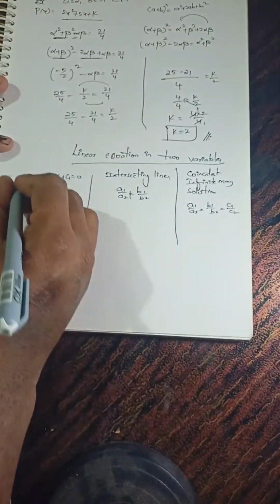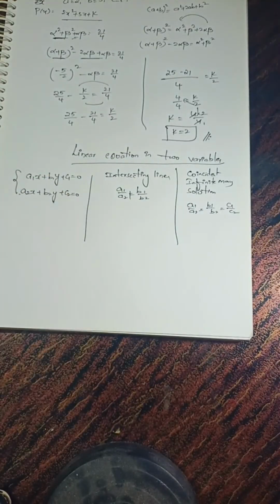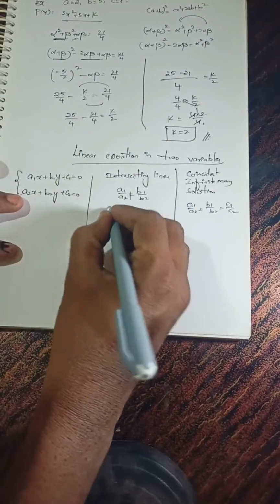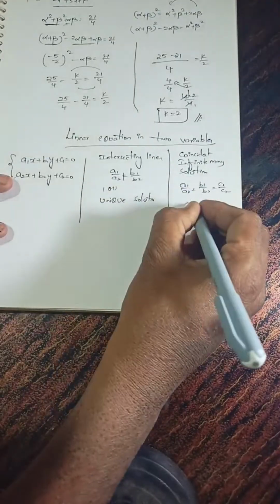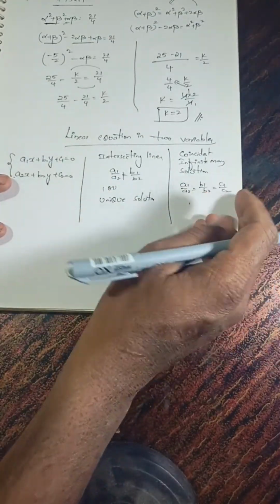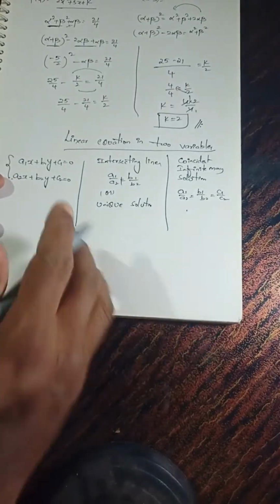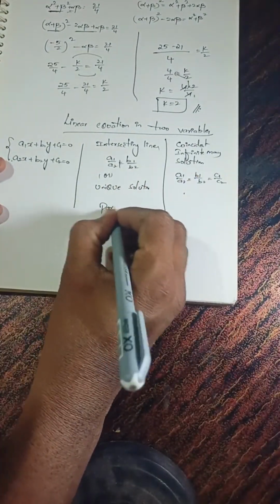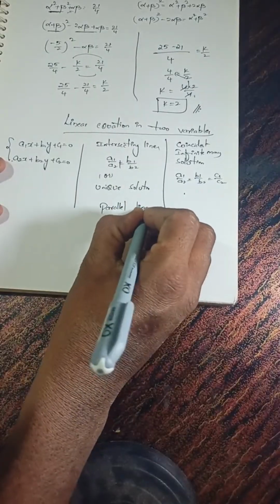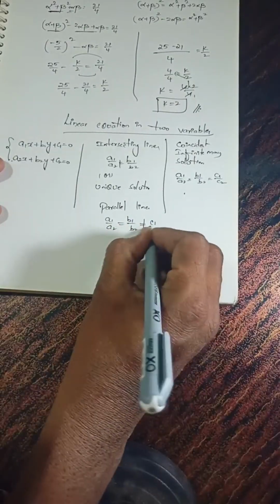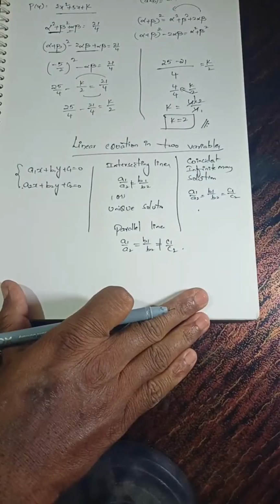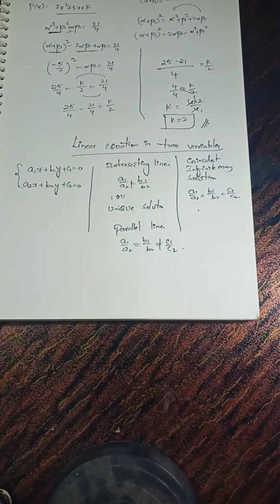In this kind of linear equation in two variables, he may substitute any values. He is going to ask whether it may be intersecting lines or unique solution, or infinite solutions, which means the same solutions you are going to get here. And the last and final is parallel lines. Third one is the parallel lines, which is a1 by a2 equals to b1 by b2, which is not equals to c1 by c2. This concept you have to remember compulsorily, so that you are going to get the answer easily.